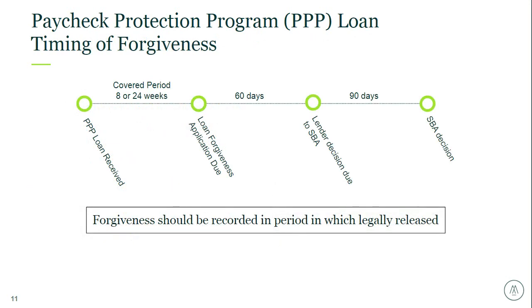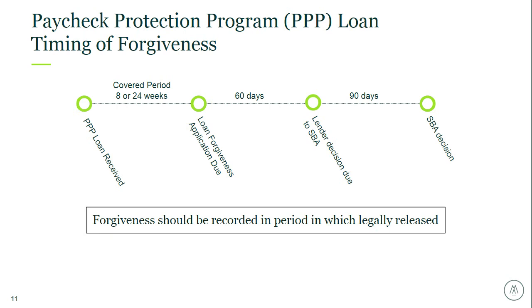As far as timing goes, the forgiveness and the gain on extinguishment should be recorded in the period in which it is legally released. And in this situation, that legal release is really when the SBA determines that it is forgiven.